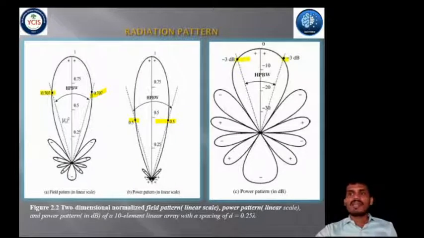Now, to demonstrate this, two-dimensional normalized field pattern plotted in linear scale, power pattern plotted in linear scale, and power pattern plotted on a logarithmic dB scale, of a 10-element linear antenna array of isotropic sources with a spacing of d equal to 0.25 lambda.